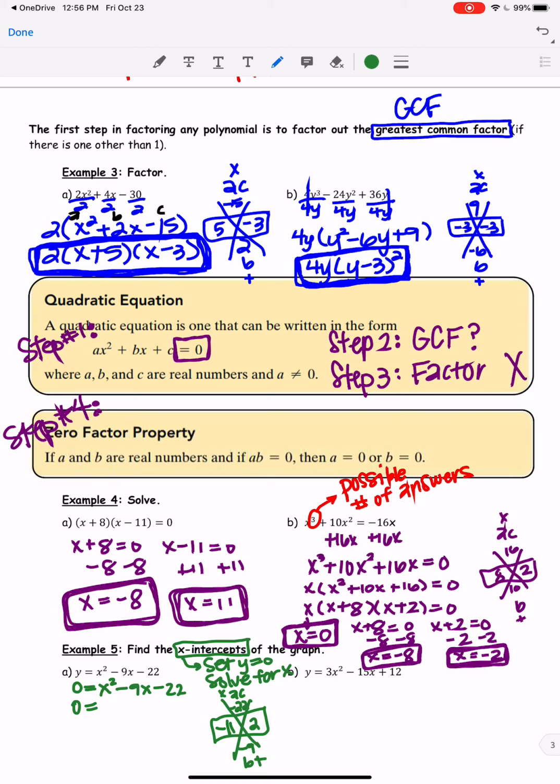So now I've got 0 equals x minus 11 and x plus 2. So now I go on to step 4, use that zero factor property. So I've got x minus 11 equals 0 and x plus 2 equals 0. I'm going to add that 11 over to get x equals 11. And I'm going to subtract that 2 over to get x equals negative 2.